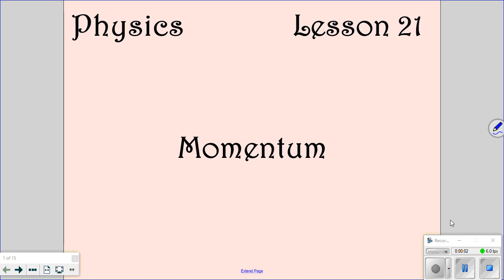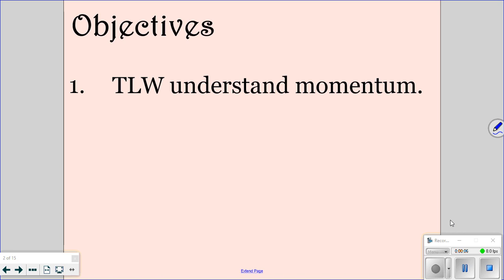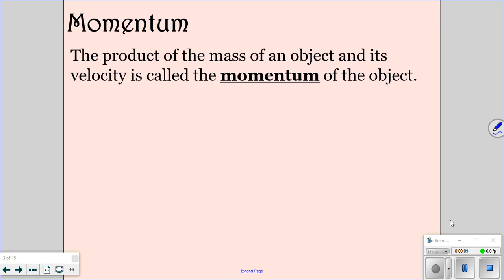Alright, so we're looking at lesson 21 today. We're looking at momentum. So hopefully after this lesson you'll understand how momentum works. The product of the mass of an object and its velocity is called the momentum. So that's where momentum comes from.